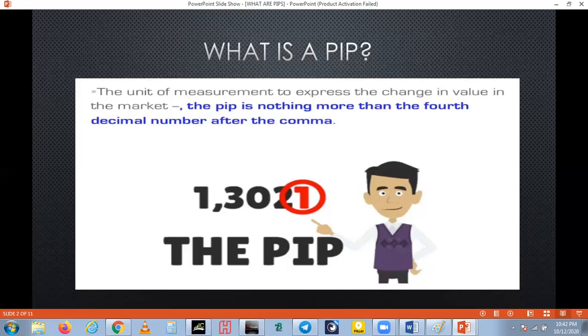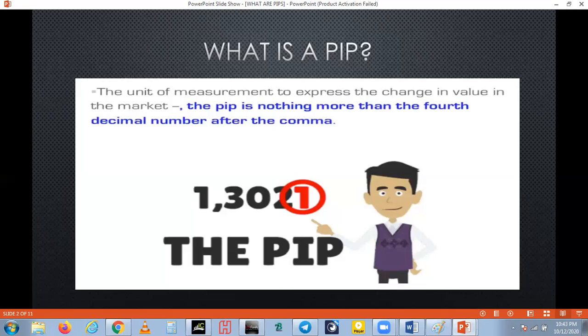Okay, if you're expecting a currency value to fall, you place a what? You place a sell. So when the market moves from one price to another price, we measure that movement in pips. Pips is food for the traders. The amount of pips you make in a trade is the amount of money you make.